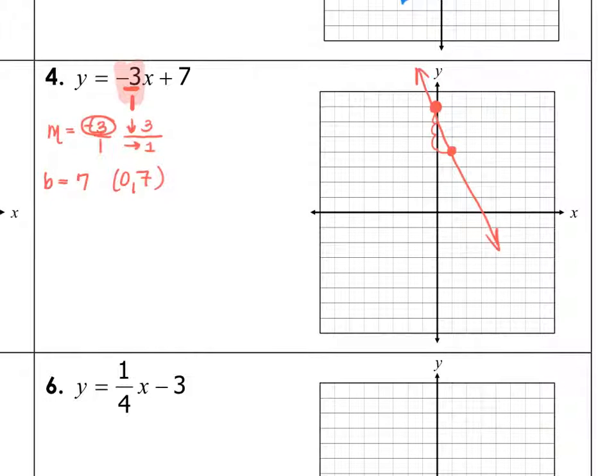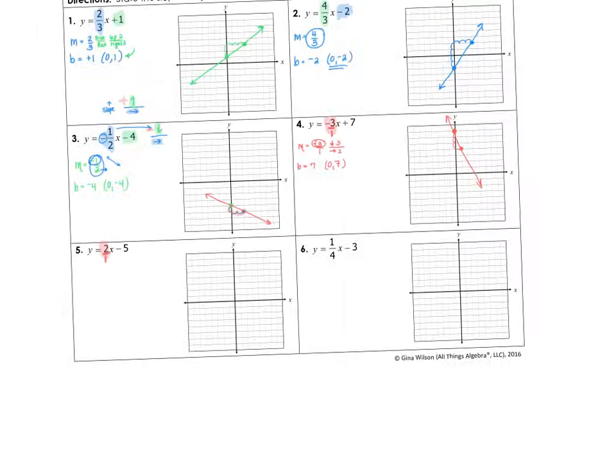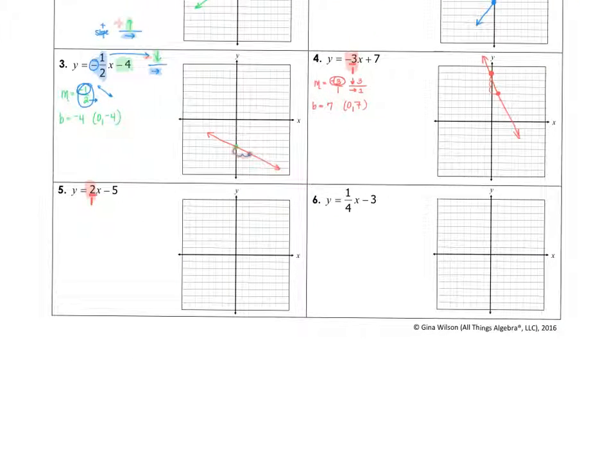Okay, let's confirm. Do I have a y-intercept at 7? Yes. Is my rise and run down 3 and right 1? Yes. And there is my line of y equals -3x plus 7. So try graphing 5 and 6, and we're going to go ahead and look at some of the questions on the other page to make sure that you know what you're doing. You can pause the video now and then try it and then unpause to check your answer.